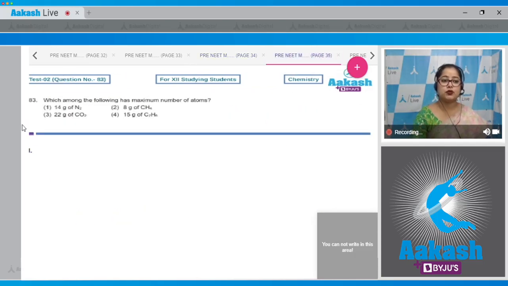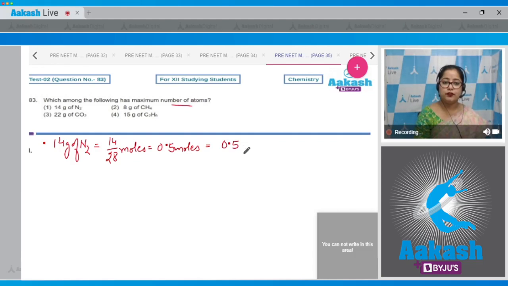Moving to next question, which is question number 83. Let's read it. Which among the following has maximum number of atoms? Let's start with option number 1. We are given with 14 gram of N2. Student, first of all, we'll be calculating the number of moles of N2. So 14 divided by 28 moles, which is equals to 0.5 moles. Since we have to calculate number of atoms, so it will be equal to 0.5 into 2 Na atoms, which is equals to Na atoms.